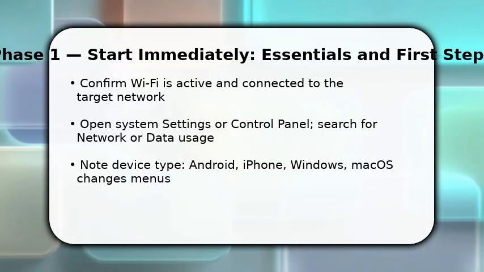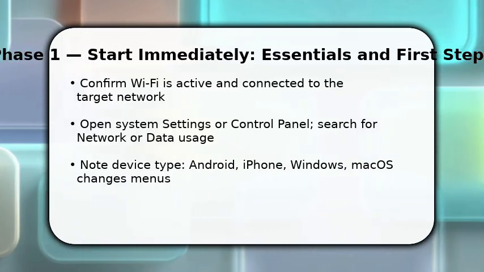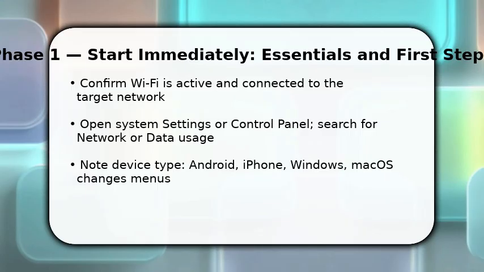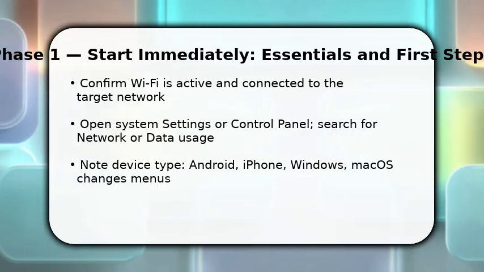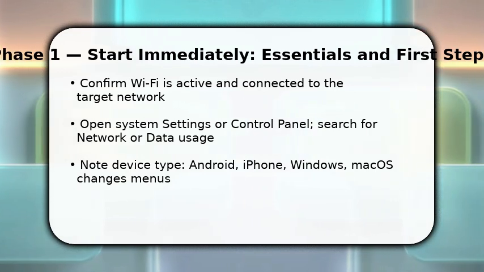Once done, locate the Data Usage or Network Usage section. This is where real-time and historical consumption lives. Make sure to note whether you're viewing per app, per interface, or total device usage before proceeding to deeper filters.